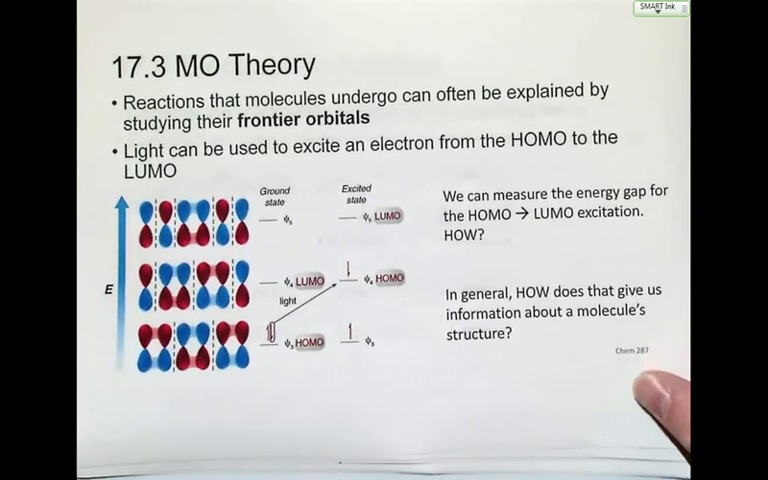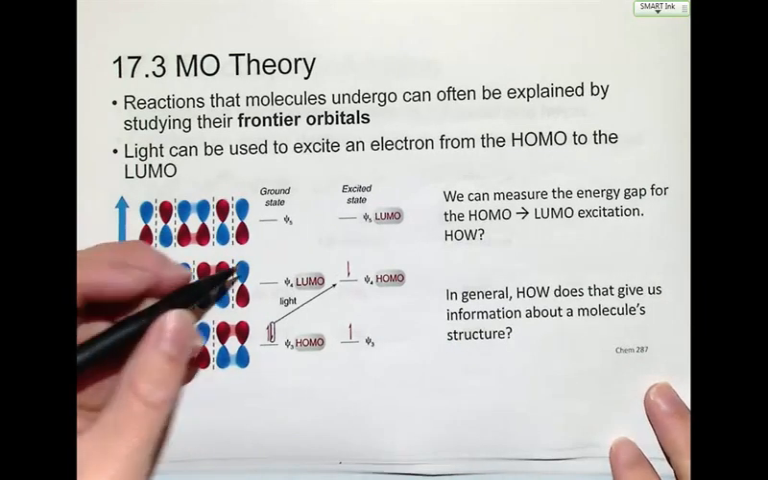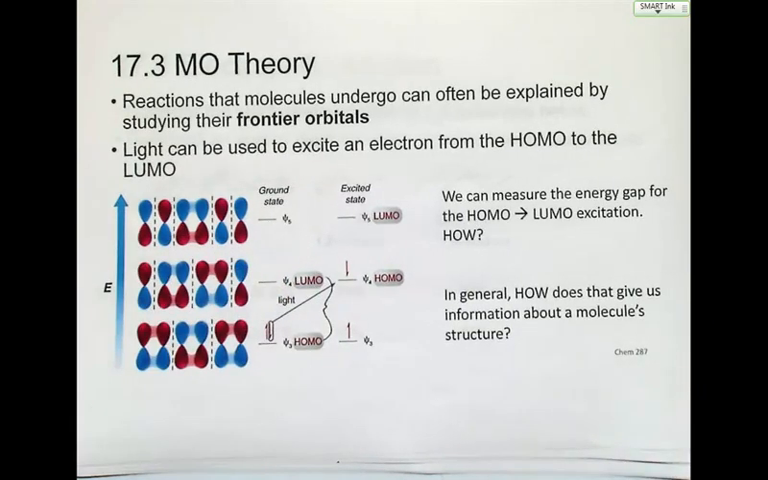Here's a question for you. So all this stuff, it turns out the gap between these orbitals can be measured. There's an energy gap between these two things. We know what it is. We can figure it out for any molecule. How do you think we would go about doing that?